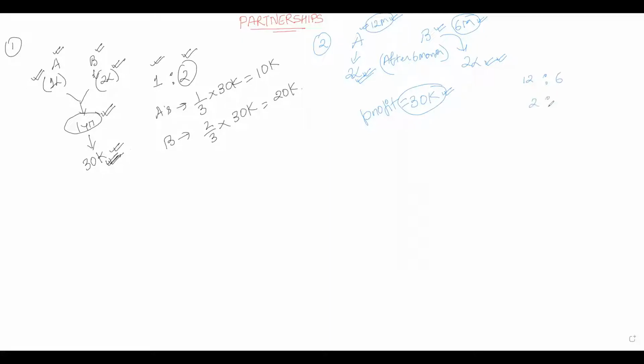So that is 2:1. So A's share of profit would be simply 2 out of the total 3 parts times 30K, which would be 20K, and B's share of profit would be simply 1 out of 3 parts times 30K. So that would be 10K. So in such cases where the capital investment is the same, but the time period is different, the profit would be simply divided in the ratio of their time periods.